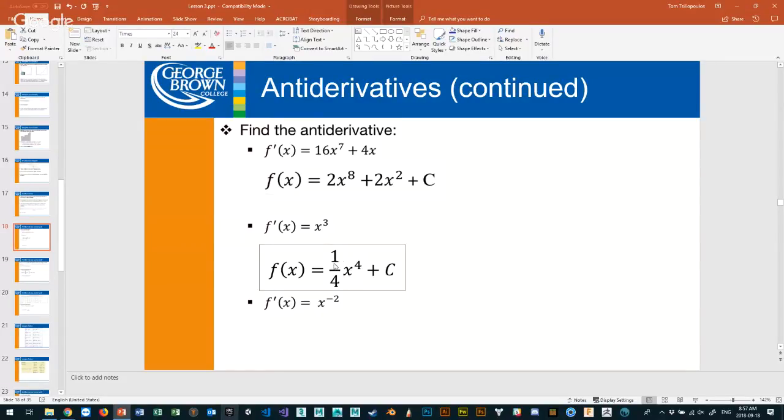Here's another example, all right? I got x to the 3, right? That's the derivative. I want to find the antiderivative, the original equation, f of x. So I know that I'm going to add 1 to the exponent going back up, so it's going to be 4. And I have an imaginary 1 in front of x, so I divide it by 4. So 1 over 4 times x to the 4, plus some constant c. And that would be the antiderivative. Do we see that? Okay.